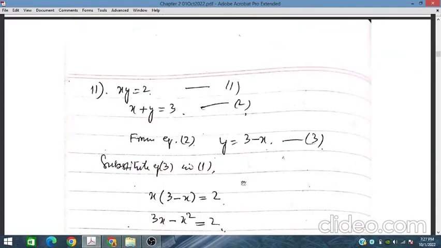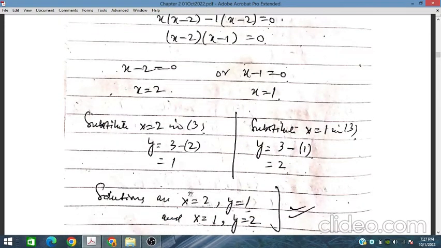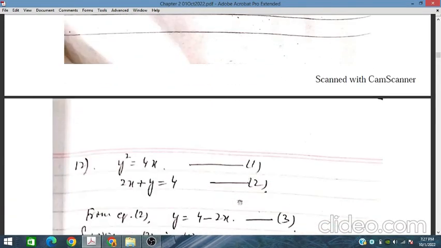Similarly for this case, from here y is equal to 3 minus x. From this we make y the subject, y is equal to 3 minus x, and this y can be placed here and we get this. So we solved it and we get these solutions.